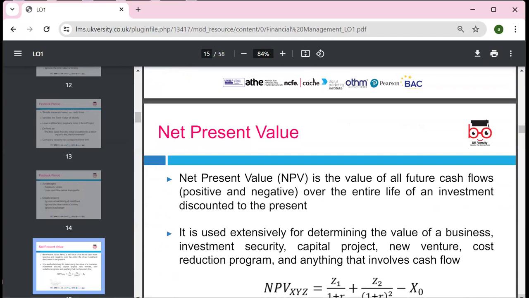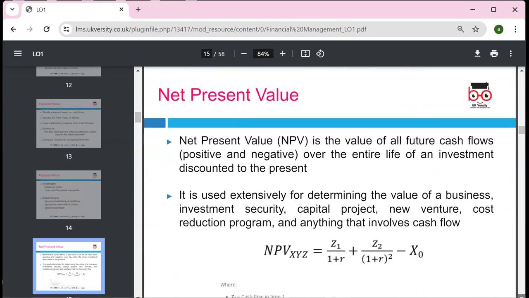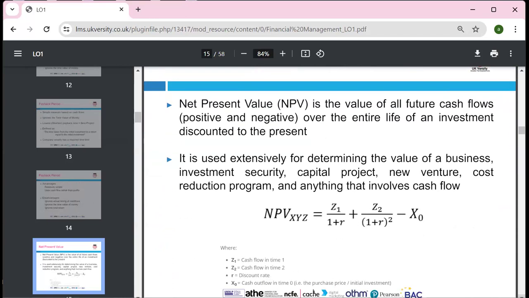So NPV, net present value, is the value of all the future cash flows, positive and negative, over the entire life of the project, discounted to present value, from which we can find the real value of the money. It is used to determine the value of business investments, security of the capital, and new ventures.